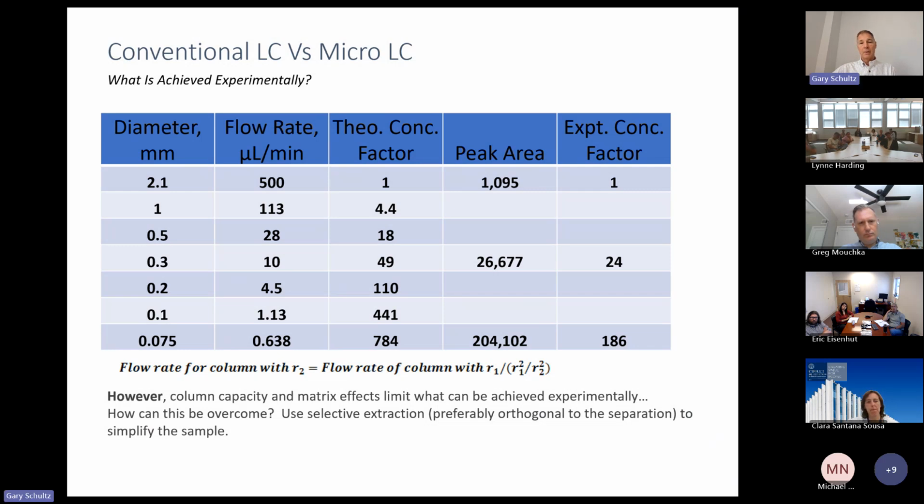And so what we can do to improve upon this matrix effect is to use selective extraction, preferably an extraction modality that's orthogonal to the separation. So if we're using a C18 separation phase for the LC-MS, we want to use, say, an ion exchange or a size exclusion or affinity-based separation at the wet bench.